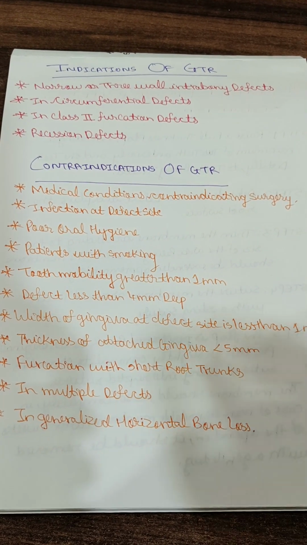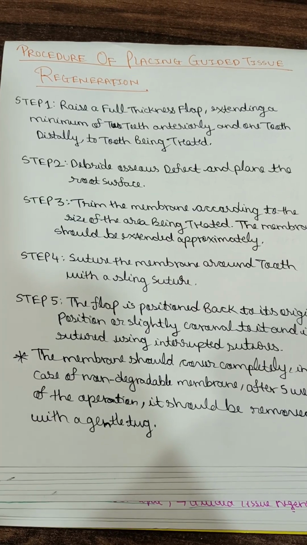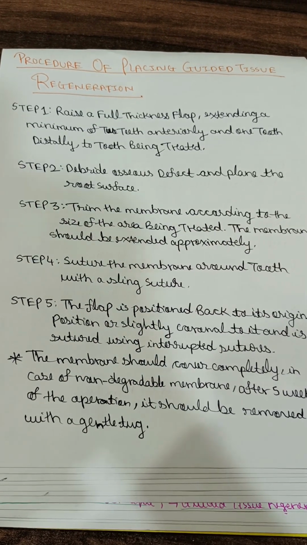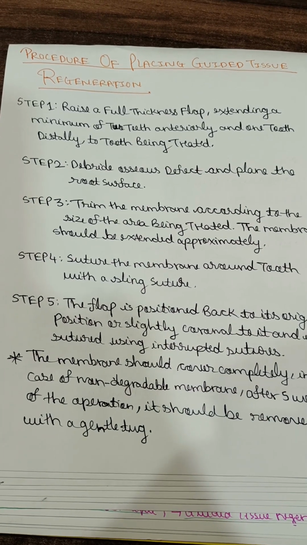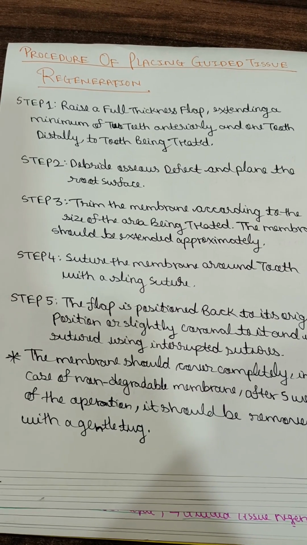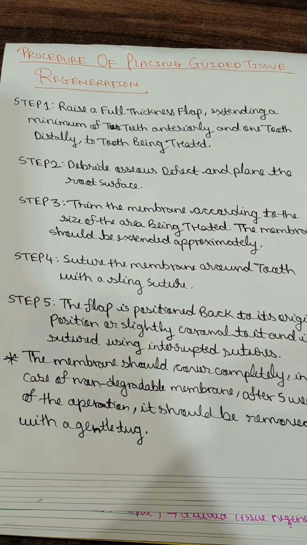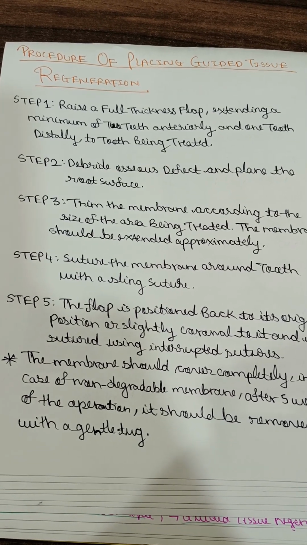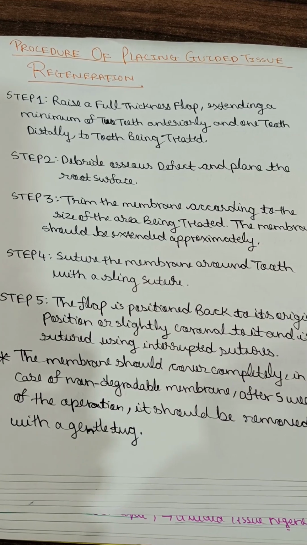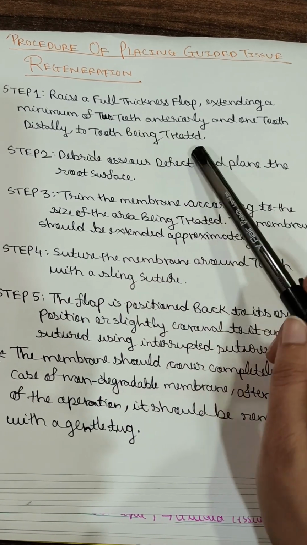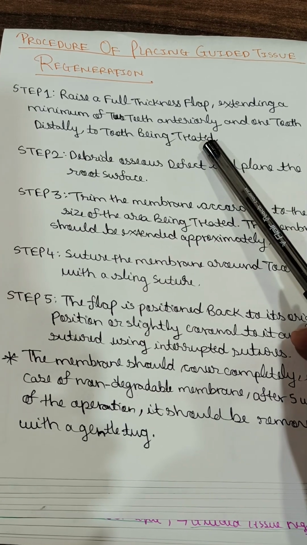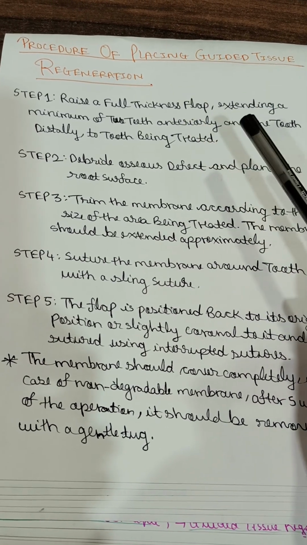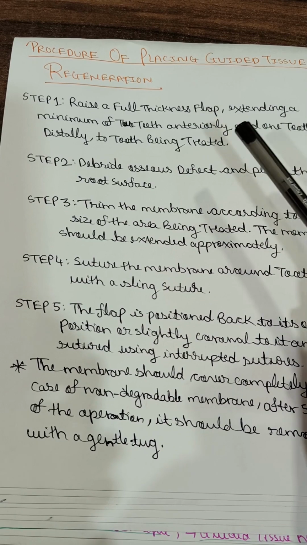horizontal bone loss. Now let's talk about the procedure of placing the GTR. Now there are many steps. Let's discuss them one by one. Step 1 is to raise a full thickness flap extending a minimum of 2 teeth anteriorly and 1 tooth distally to the tooth being treated. What is written over here is we need to raise a full thickness flap, but that should extend a minimum of 2 teeth anteriorly and 1 tooth distally to the tooth which is being treated.